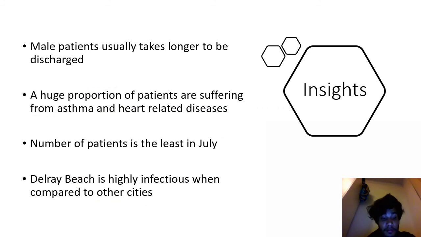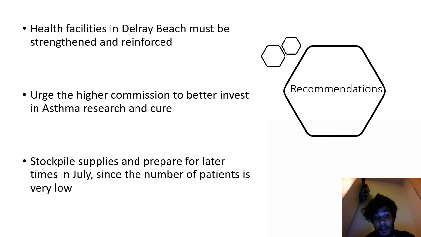Insight and conclusion from the visualization: it can be seen that male patients usually take more time to recover and take longer to be discharged. A huge proportion of patients are suffering from asthma and heart related disease. The number of patients in July is less, whereas most in September. Also, it is clearly visible that the CHF diagnosed group is the highest of all the departments and needs to be provided with greater facilities.